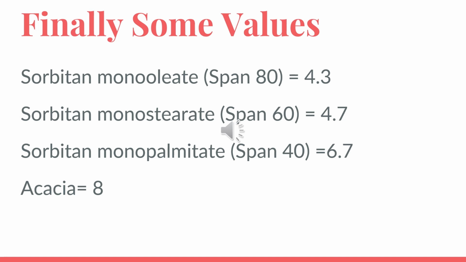Now SPAN 60. SPAN 60 is sorbitan monostearate. The HLB value of SPAN 60 is 4.7. The HLB value of sorbitan monopalmitate, which is also known as SPAN 40, is 6.7. The HLB value of acacia is 8.